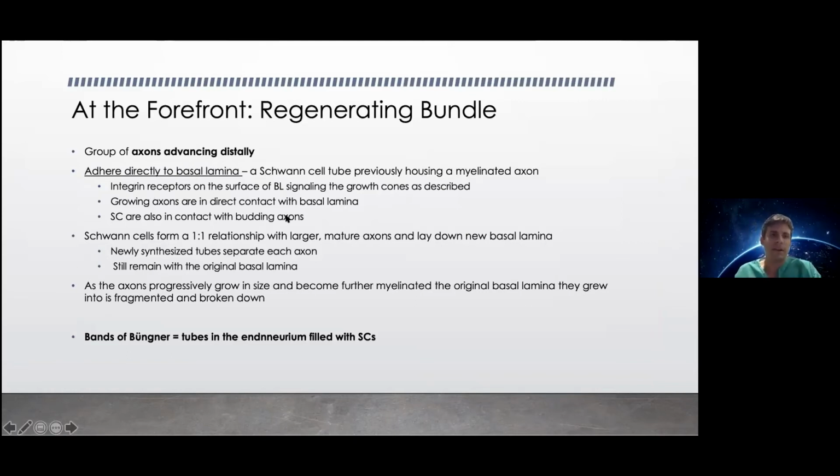As axons advance distally, they adhere directly to the basal lamina, which I noted. Distal to the injury, in that Wallerian degeneration process, the Schwann cells are proliferating. They live in the endoneurial tubes, and that's what's referred to as the bands of Bungner, just so you know.